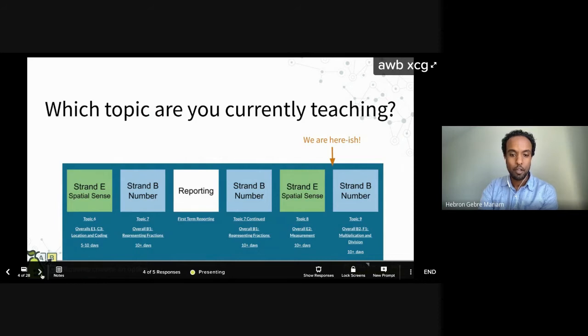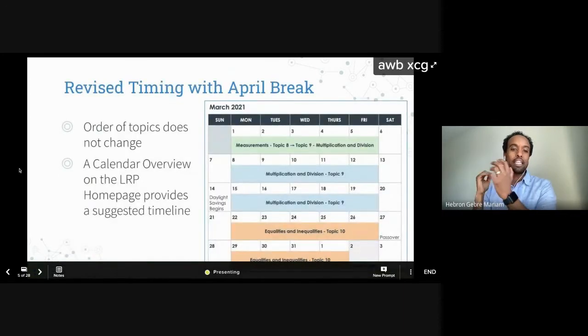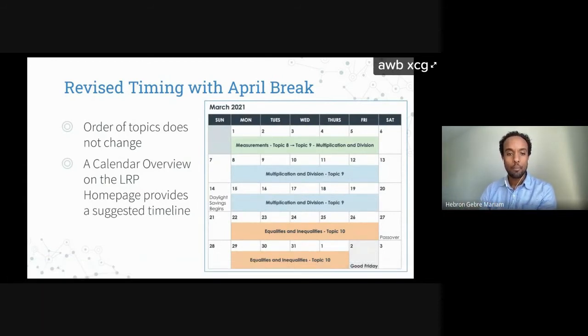Absolutely. All right. Hopefully that was enough time. Let's keep going. So looking at the revised timing with the April break, you'll notice that the order of the topics does not change. We have provided a calendar overview on the LRP homepage that will give you a more specific view of those dates beyond the main landing page for the grades that you're used to so far, which have also been updated.